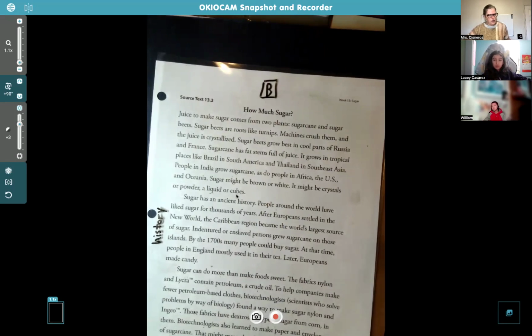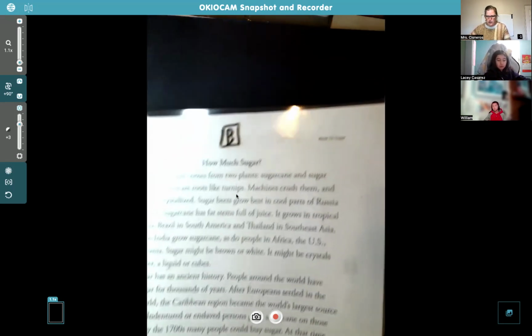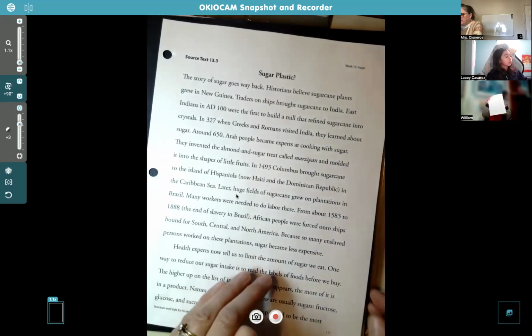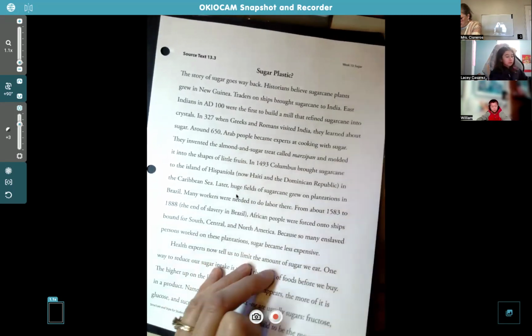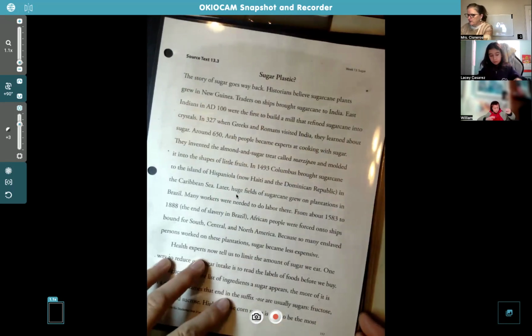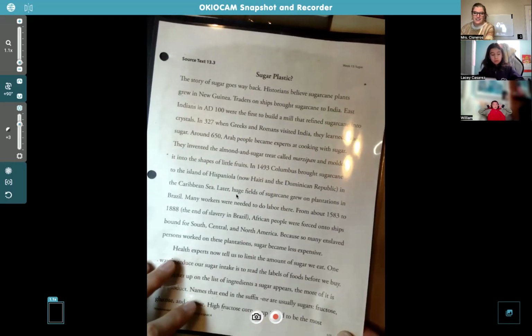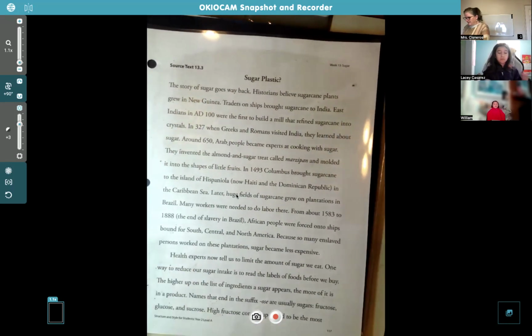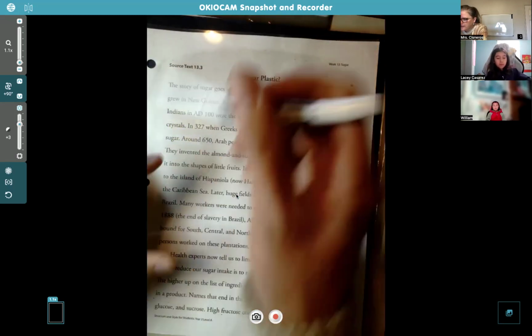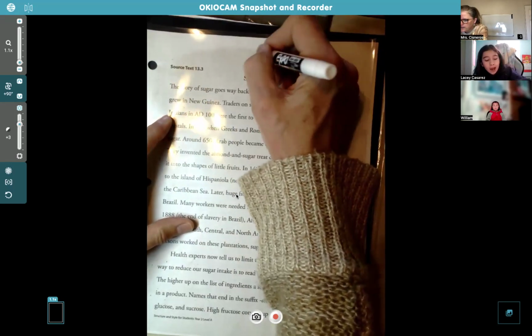Okay, we're going to skip a little bit again just so we have time to finish this, but go to Article C, which is this one, and this is on page 117. Page 117 is called Sugar Plastic. Weird title for it, but that's going to be C. So let's put C at the top. This goes with Article C here.